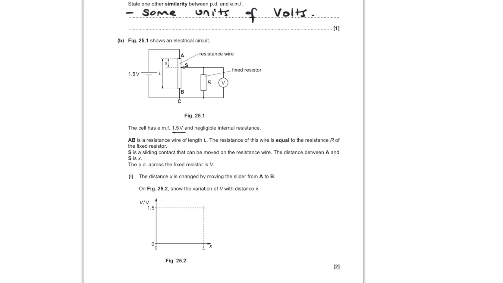The potential difference across the fixed resistor is V, and the distance X is changed by moving the slider from A to B. And we need to draw a graph for the variation of V versus X. Okay, so there's a lot going on here. First of all, the first statement says the resistance of this wire is equal to the resistance of the fixed resistor. So that means that the voltage across both components is going to be 1.5 volts at the beginning, at start. So that's fine, we'll start with that.